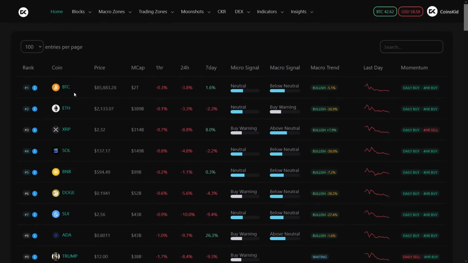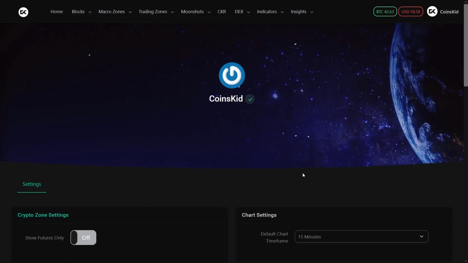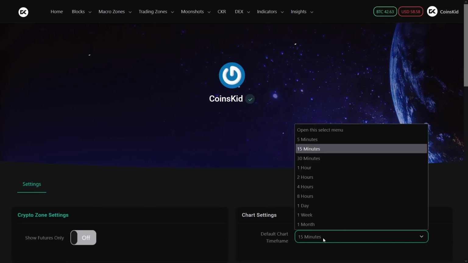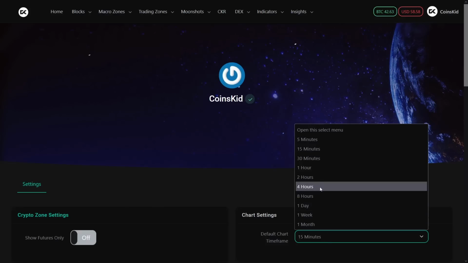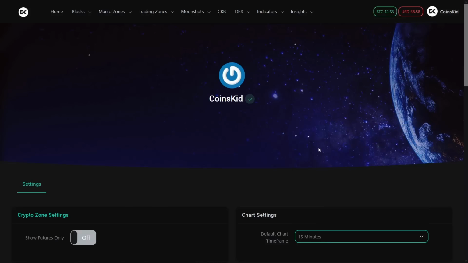So I've added something to the index, but to see it best, what you've got to do is go to coinskid.com, log in, go to the settings like this, and go down to your chart settings and set it to 15 minutes. I think by default I've coded it for roughly 4 hours. So set it to 15 minutes.